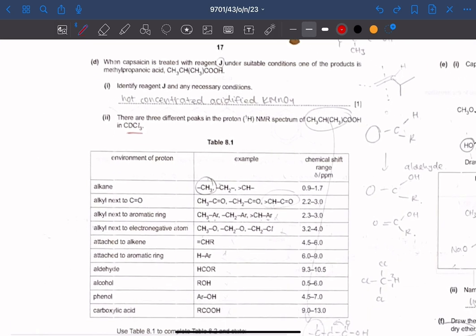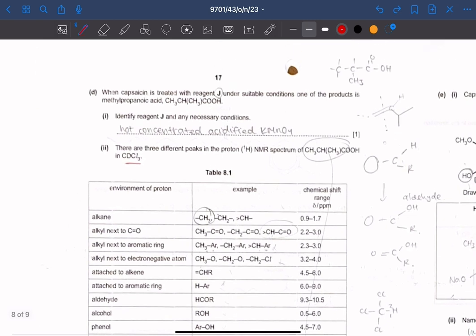D. When capsaicin is treated with reagent J under suitable conditions, one of the products is methylpropanoic acid. I. Identify reagent J and any necessary conditions. So reagent J is hot concentrated acidified KMnO4.